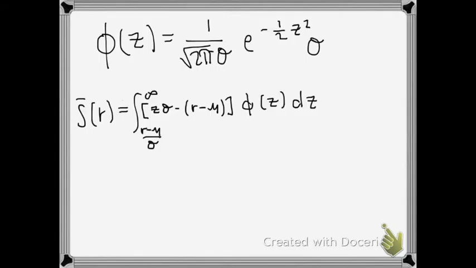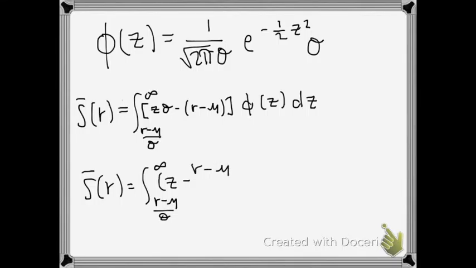Simplifying once more, we can write the expected shortages per cycle as the following equation. The integral from (r minus mu) over sigma to infinity of (z minus (r minus mu) over sigma) phi of z dz, times sigma.